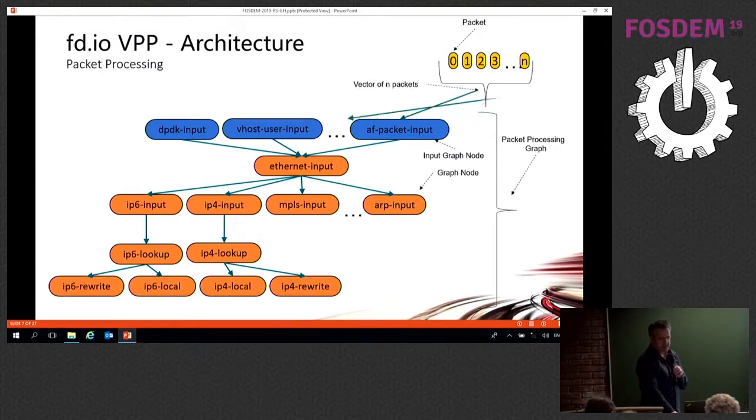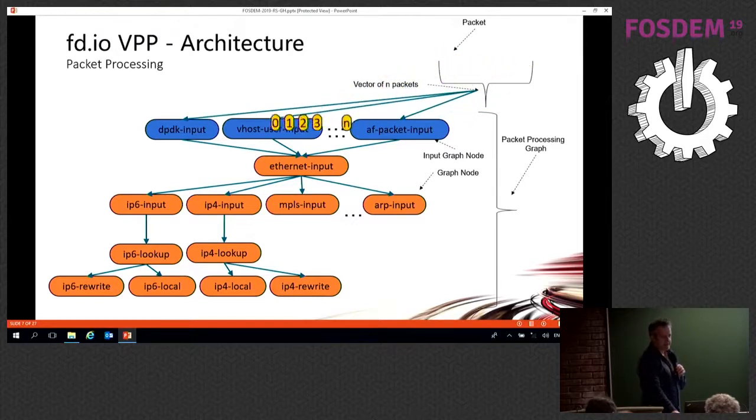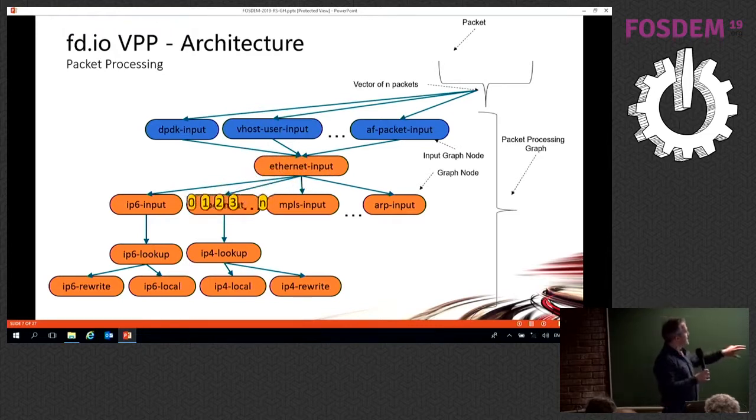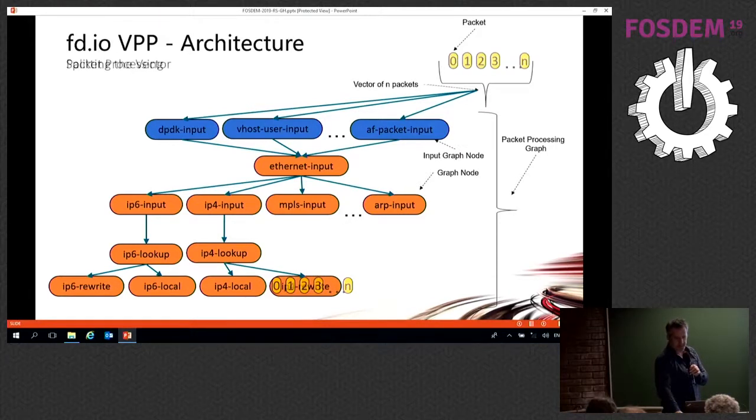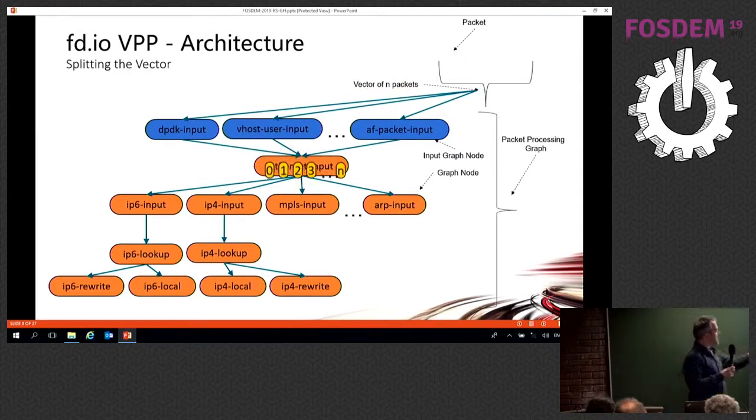So you have a vector of packets. They come from one of the input nodes, and then, as you see, they go through step by step, rather slowly, because of my useless animation. The point is, at each step, that first packet in the vector is going to be warming up your L1 cache, and all the other packets in the vector take advantage of that. But in some cases we are also going to have to split the vector. Imagine there's an ARP mixed in with a bunch of V6 packets. You'll have to split it, and in that case the ARP itself will have to warm its own cache up.